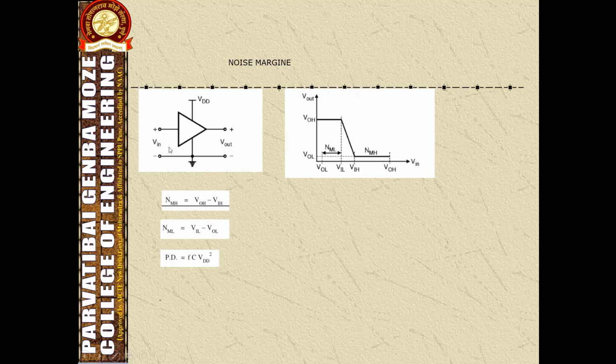When the input voltage Vin is low, that is 0 volt, the output voltage Vout will be high, that is close to VDD. Or when the input voltage is high, the output voltage will be low, connected to ground. So this is the operation of the logic inverter. The basic properties of this inverter are: first, noise margin; second, power dissipation; and third, propagation delay.